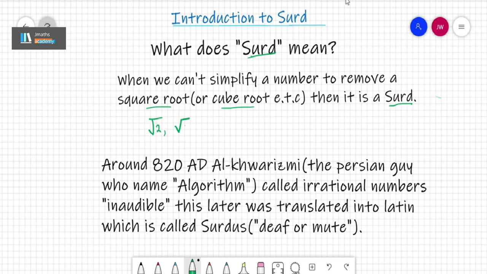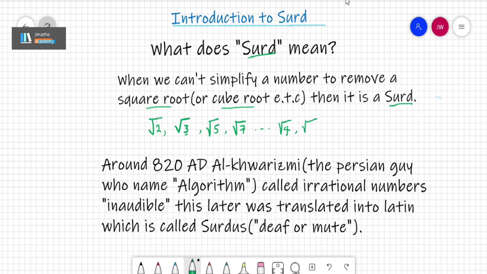If we have the square root of 3, it is also a surd because 3 here cannot be simplified to remove this root. Root 5 is a surd. Root 7 is a surd, and so on and so forth. But root 4 is not a surd. Why? Because the square root of 4 is 2. That means 4 can be simplified to get 2.